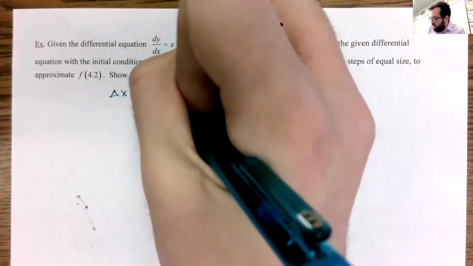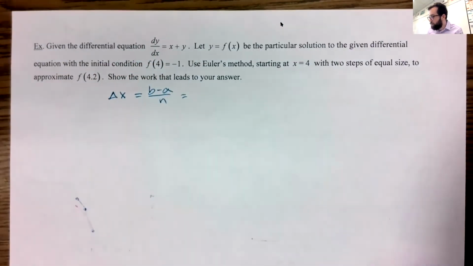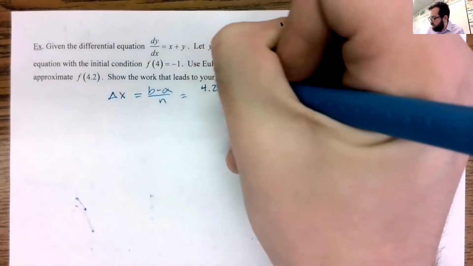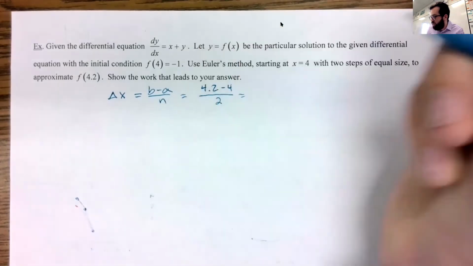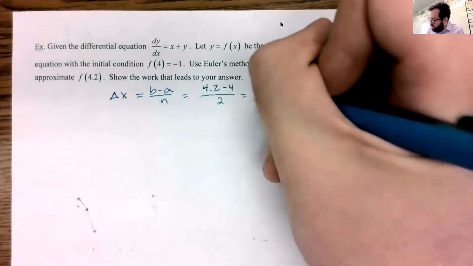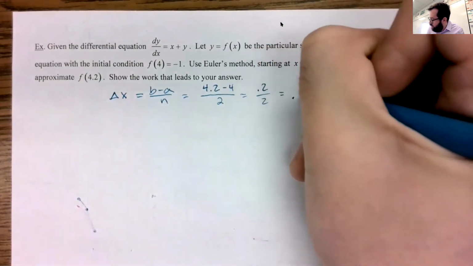It's always b minus a over n. So in this question, we're going from 4 to 4.2. So it'll be 4.2 minus 4 divided by 2, because we want 2 steps. And so it's going to be 0.2 divided by 2, or 0.1.